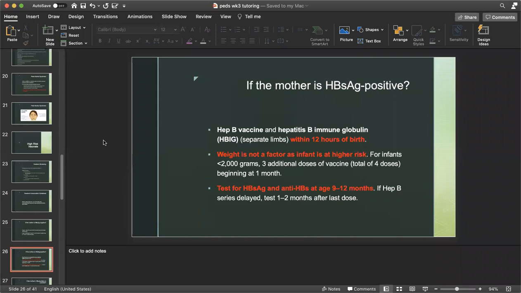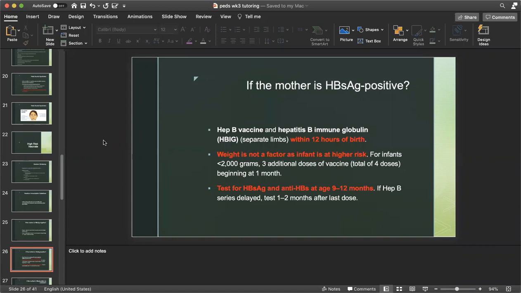If the mother is HBsAg positive, the Hep B vaccine and hepatitis B immune globulin will be administered within 12 hours of birth. So when they're HBsAg positive, weight's not a factor because the infant's at higher risk. For infants less than 2,000 grams, 3 additional doses of vaccine will be started at 1 month, and then they'll be tested for HBsAg and anti-HBs at 9 to 12 months. If the Hep B series is delayed, test 1 to 2 months after their last dose.